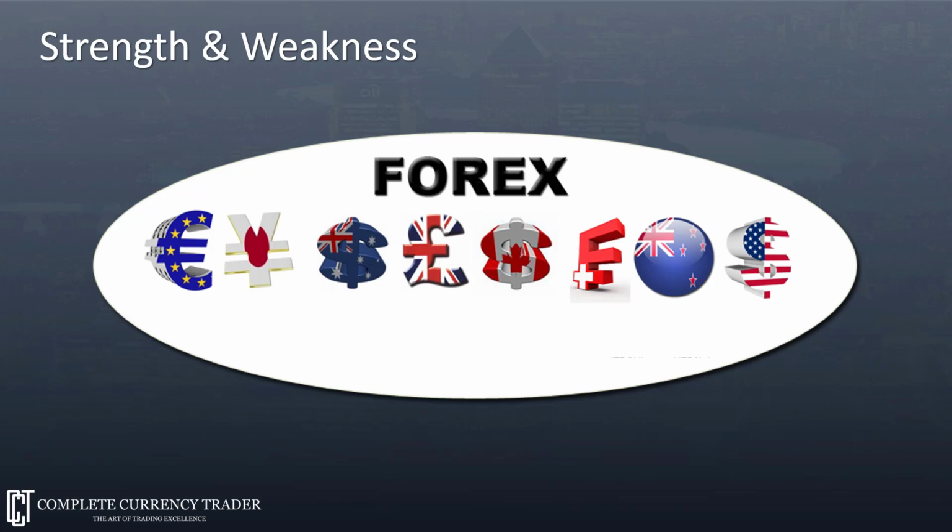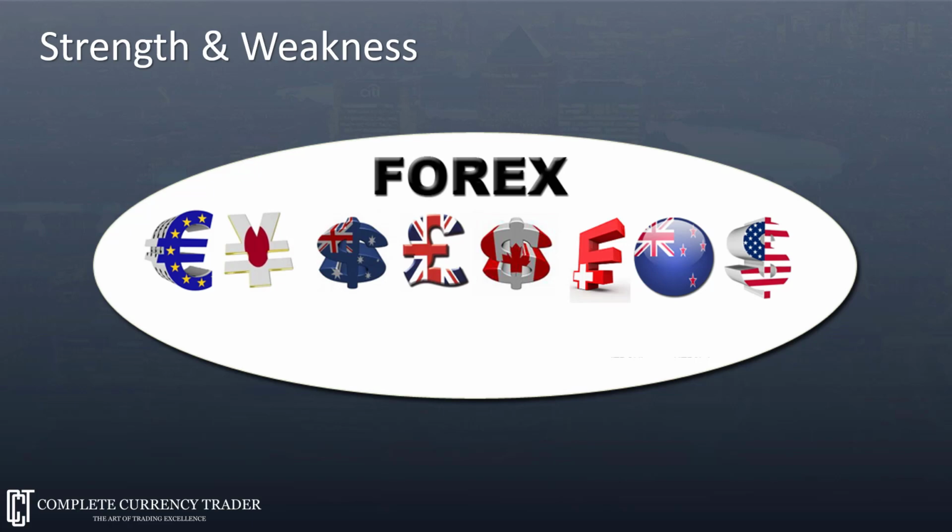These are the top 8 major currencies in the world that we're interested in. They've got the euro, the yen, the Australian dollar, the British pound, the Canadian dollar, the Swiss franc, the New Zealand dollar, and of course the US dollar. 88% of all spot Forex transactions happen on those currencies.